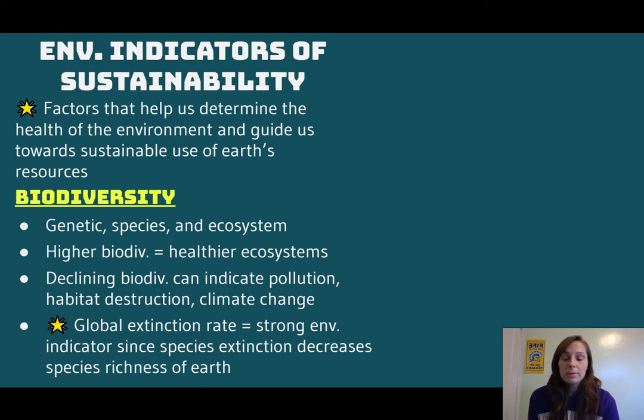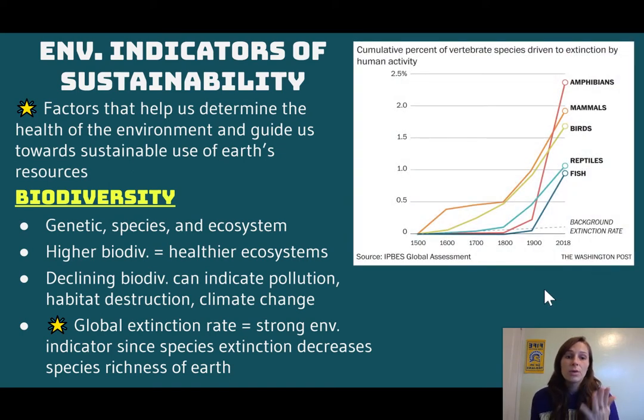So this is why we are able to actually use the global extinction rate as a really strong environmental indicator, because species extinction is going to decrease the species richness of Earth. So the more we have extinct over time, the less biodiversity we're going to have. So if we look at this graph, which shows us the percentage of species being driven to extinction by human activity, this little dotted line back here is the background extinction rate. This would be the expected, just normal extinction rate that typically we've seen over millions of years.